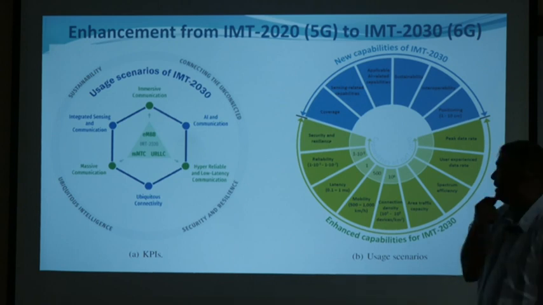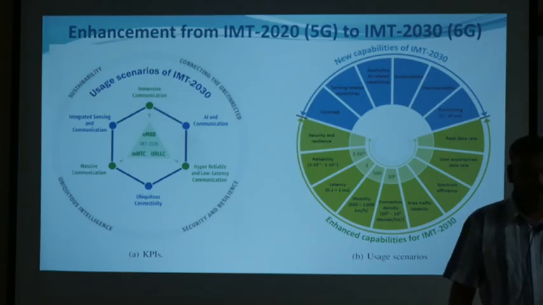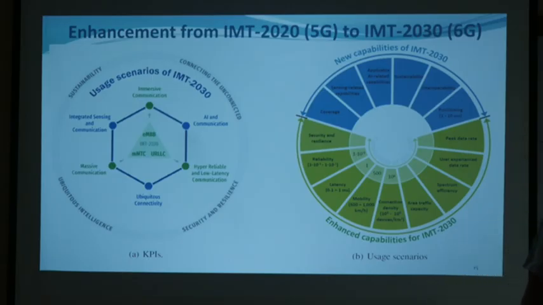So, there is IMT, the International Mobile Telecommunications organization. This is the organization defining the requirements for 5G and 6G, etc. So IMT-2020 defined the 5G requirements. Now IMT-2030 defines the 6G requirements.